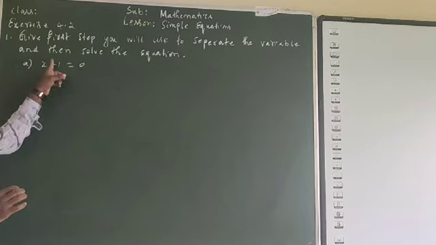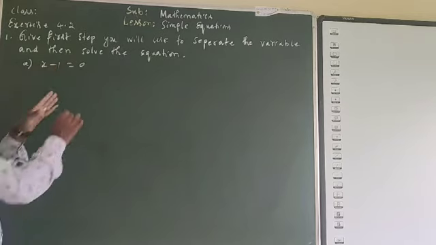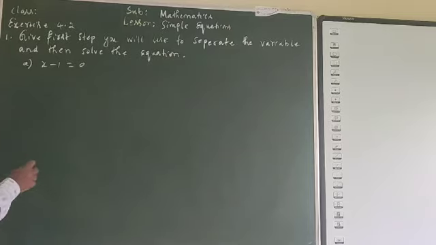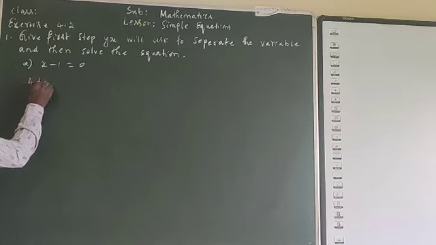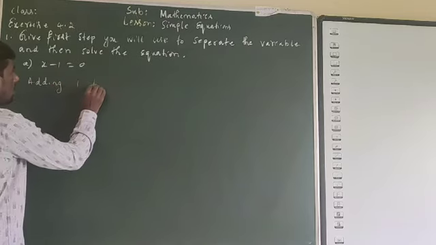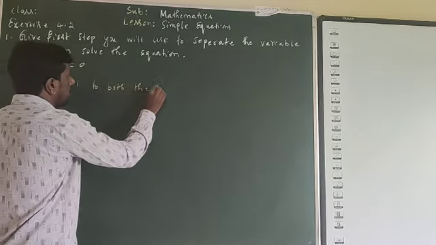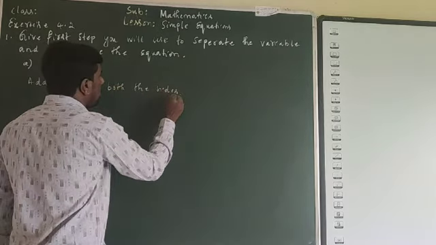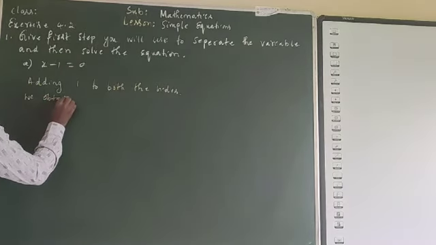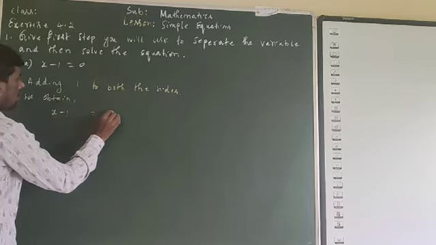Right? So here this 1 is subtracted with the variable. So add 1 to both the sides. It will get balanced. Right? So adding 1 to both the sides, we obtain, okay, what is that? X minus 1 is equal to 0.